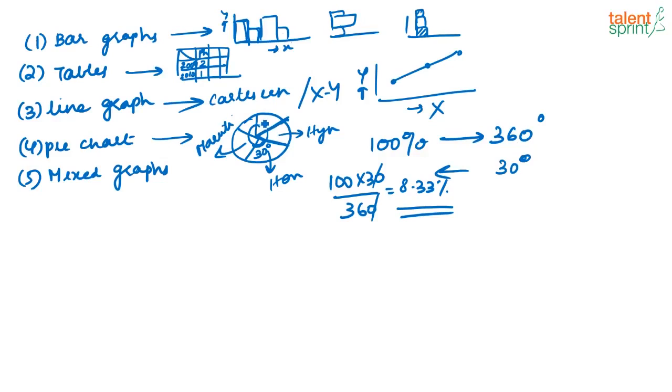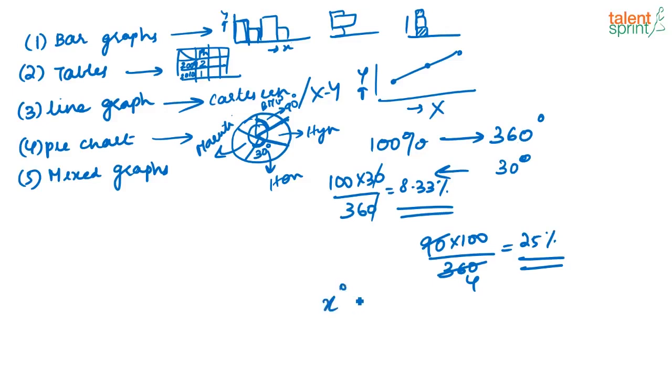Similarly, if I say 90 degrees of the people are buying, let's say, BMW, then what percentage of people buy BMW? I can say 90 into 100 by 360, or 25% of the people buy BMW. So if it is given in terms of degrees, you can convert it into percentage as follows.